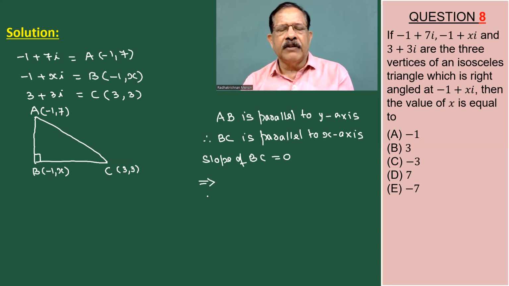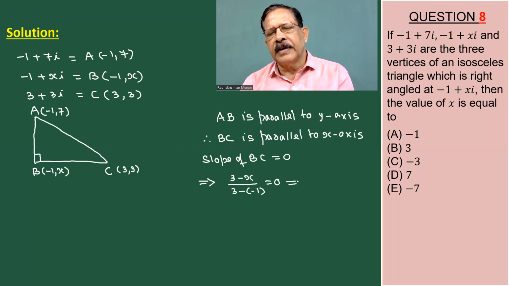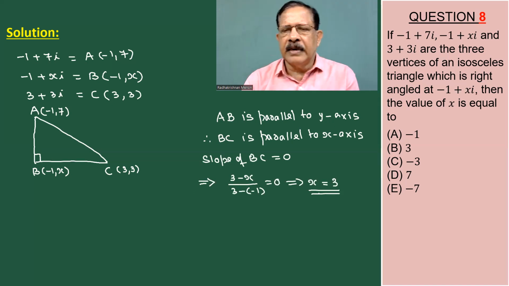We know how to find the slope: y2 minus y1, so 3 minus x, divided by x2 minus x1, 3 plus 1, 3 minus minus 1, is equal to 0. Definitely x is equal to 3. So with the help of coordinate geometry, we can solve this question very easily. So the answer for that question is option B.